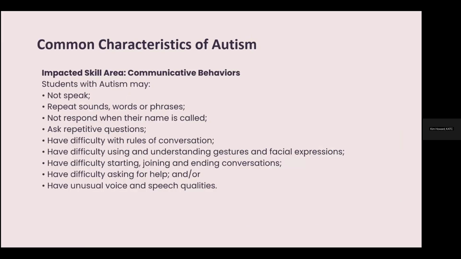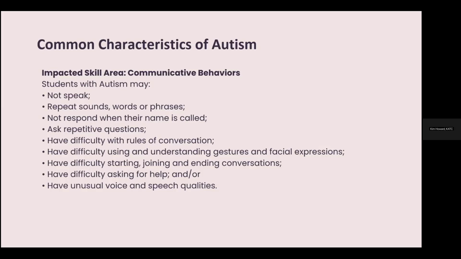Other common characteristics for autism are communication behaviors. What we do know is that students with autism may or may not speak. It could be that they don't respond when their name is called. They might have difficulty with conversations. They might ask repetitive questions.